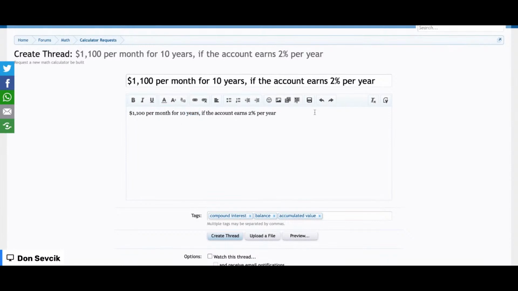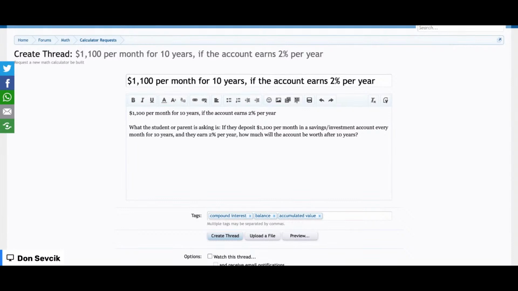And so let me just type out what I just said. What the student or parent is asking is: if they deposit 1,100 per month in a savings investment account every month for 10 years and they earn 2% per year, how much will the account be worth after 10 years? Boom. Okay. Let's go over here.